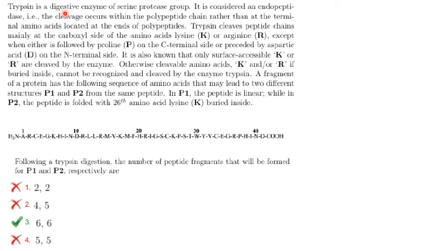A fragment of protein has the following sequence of amino acids that may lead to 2 different structures, P1 and P2, from the same peptide. In P1, the peptide is linear, while in P2, the peptide is folded with the 26th amino acid, lysine, buried deep inside. So this is the sequence of amino acids of the polypeptide chain, and following a trypsin digestion, the number of peptide fragments that will be formed for P1 and P2 respectively are. Answer is option 3, that is 6, 6, 6. How we got it, I will show in the next slide.